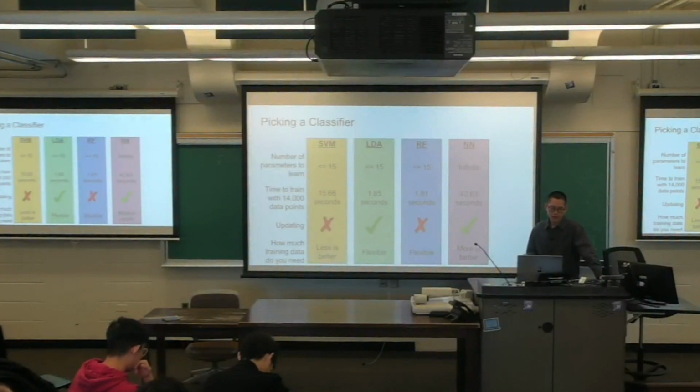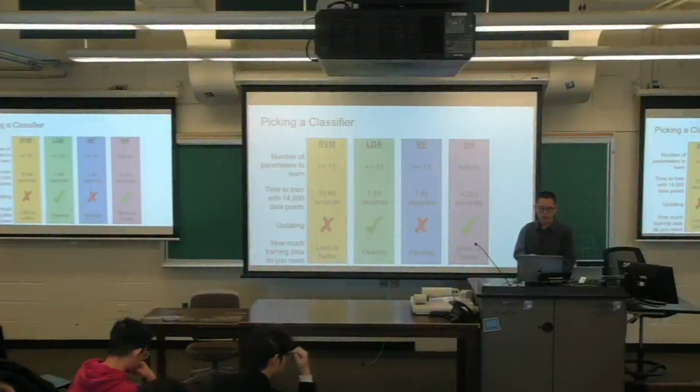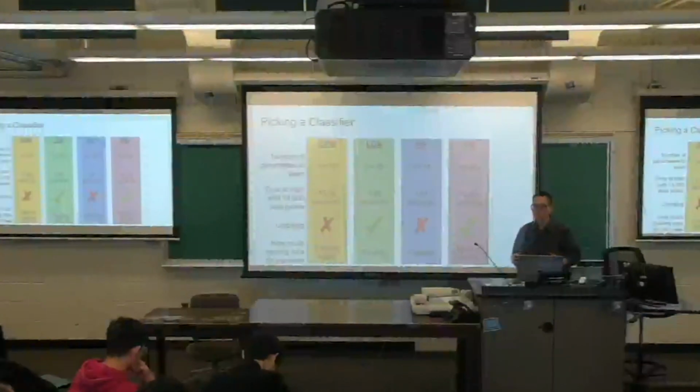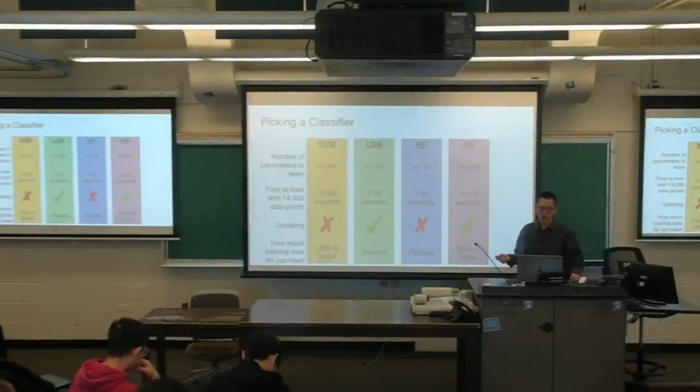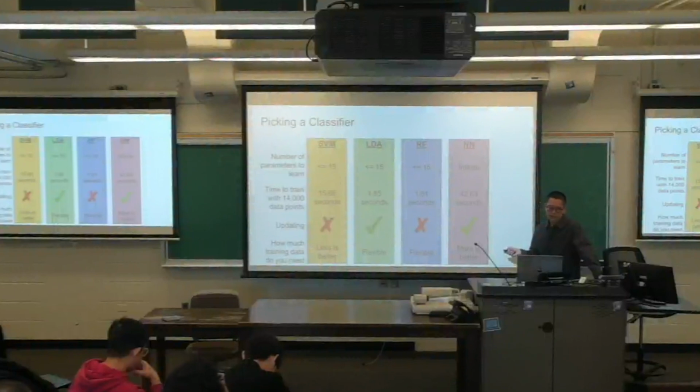With SVM, obviously, you are learning a linear decision boundary, which has very few parameters to learn, which is good. But SVM takes much longer to train compared to LDA and the random forest. This is because when you optimize the decision boundary, you need to keep a kernel matrix of all the pairwise dot products of all the data samples. So your kernel matrix will grow quadratically with the number of data samples. When you have more data, it's going to slow down SVM a lot. That's why I say for SVM, less training data is better. Otherwise, it's going to slow down a lot.